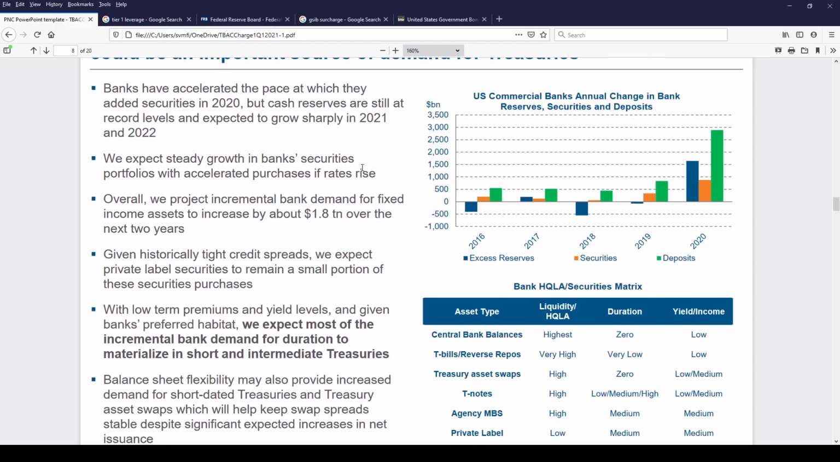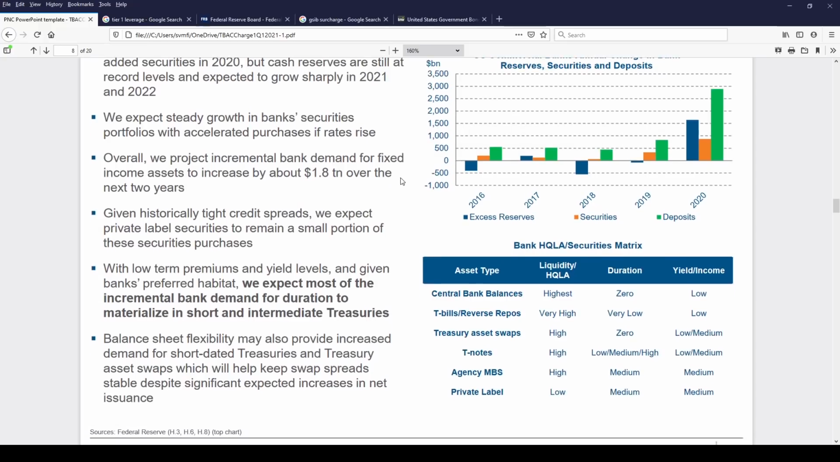We expect steady growth in bank securities portfolios with accelerated purchases if rates rise. So if interest rates go up like they have recently, then banks are going to buy more bonds because they're going to need them. It's interesting to see that we have actually seen that. Overall, we project incremental bank demand for fixed income assets to increase by 1.8 trillion over the next 2 years.